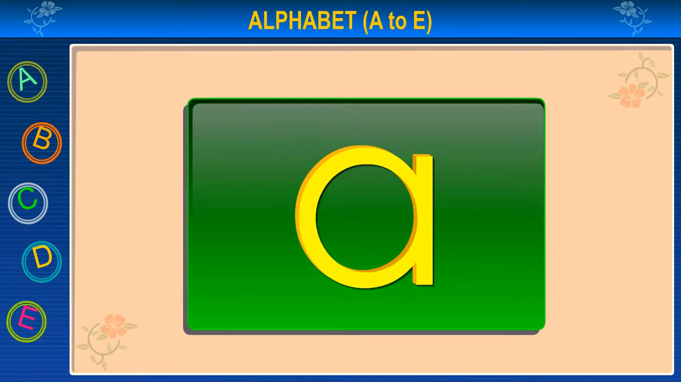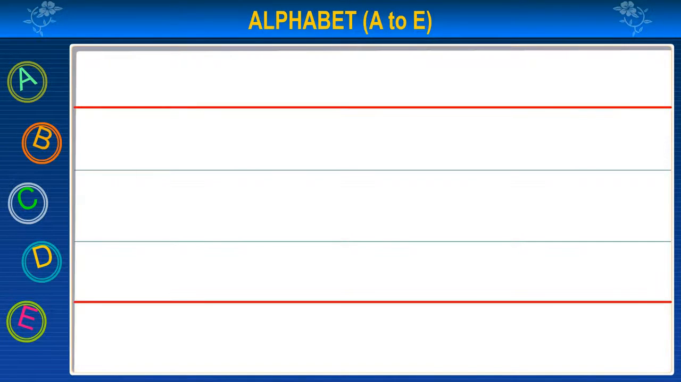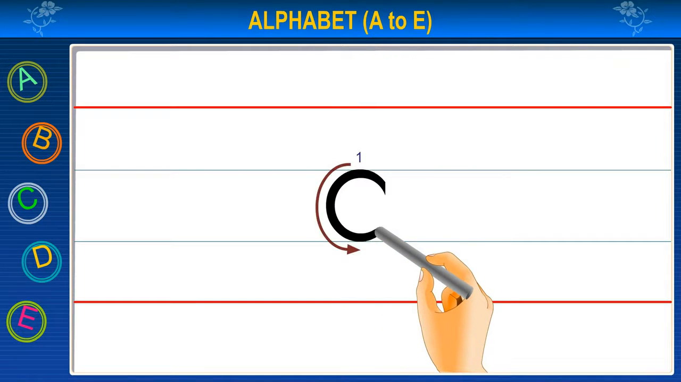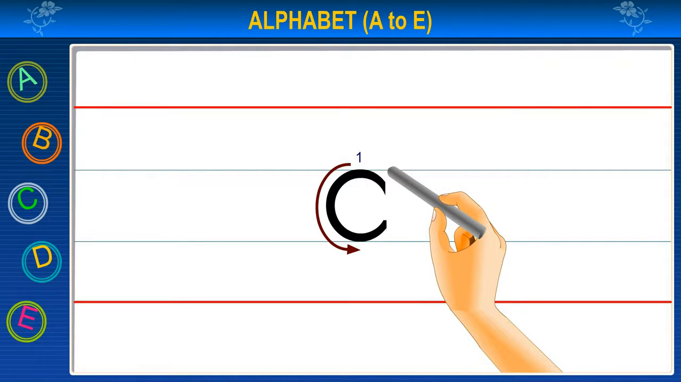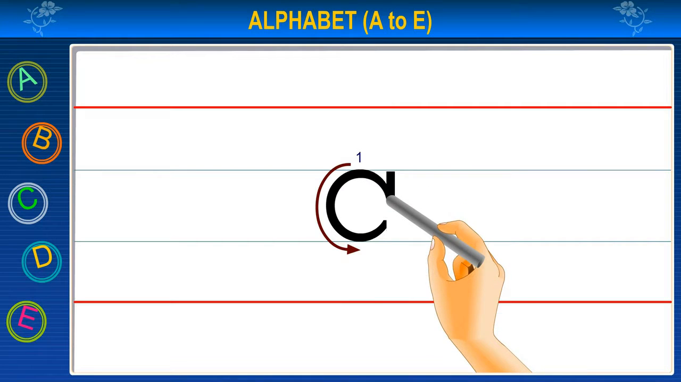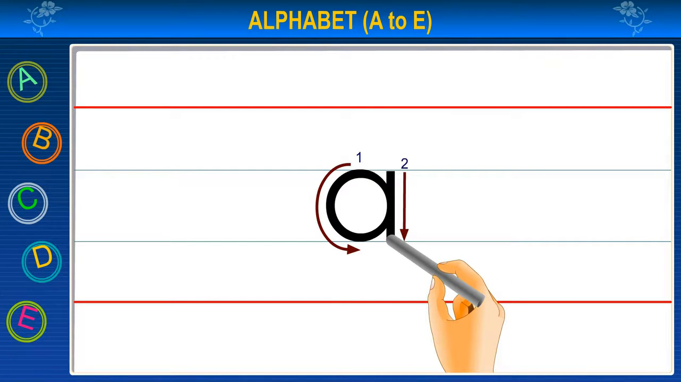Small a. Draw a right curve between the two blue lines. Now, close the right curve by drawing a standing line between the two blue lines. This is small a.